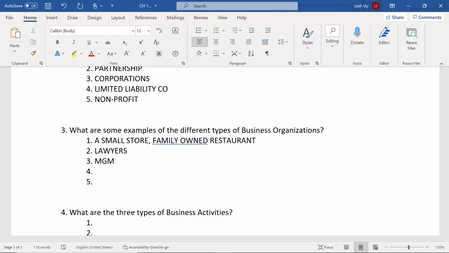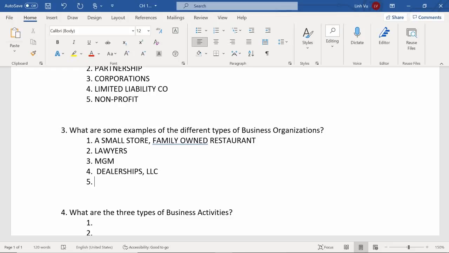What about a limited liability company? Like a dealership or something like that? I believe some dealerships are, some are. A best indicator is if you were to look up any type of company, they're always going to have LLC behind it. Mm-hmm. Okay.